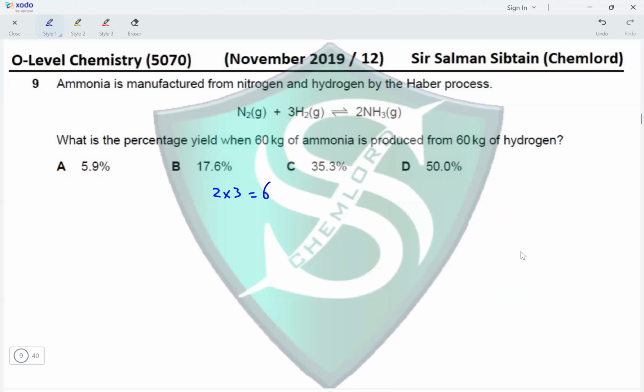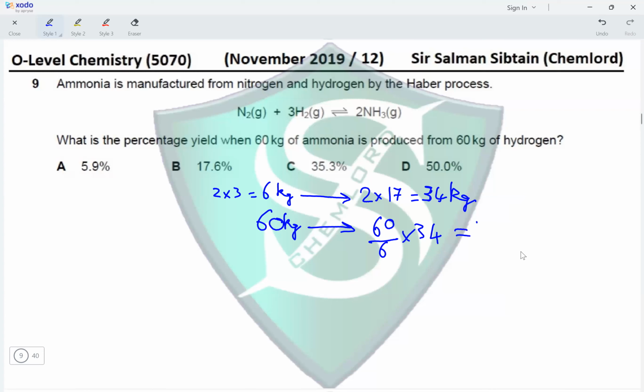So 6 kg of hydrogen will produce, now we have 2 moles of ammonia. So this would be 2 into 14 plus 3, which is 17. 2 into 17 is equal to 34 kg of ammonia produced when 6 kg of hydrogen is used. Now they're asking us how much would be produced when 60 kg is used. So this would be 60 divided by 6 into 34, giving us 340 kg of ammonia being produced.